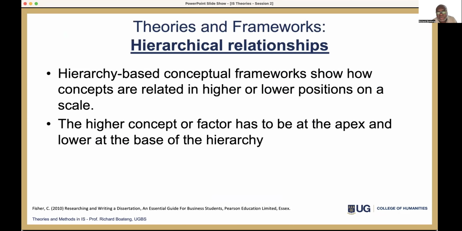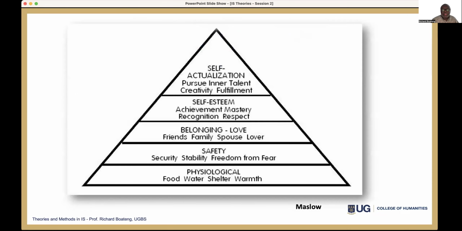Then we have hierarchical relationships, a type of theory that is schematically shown in a hierarchy format. They show that certain baseline resources have higher order resources that tend to have an impact on the baseline resources, or baseline activities or actions. For example, Maslow's hierarchy of needs is a motivational theory that tries to explain what can keep a person motivated, or motivate people in a workplace.